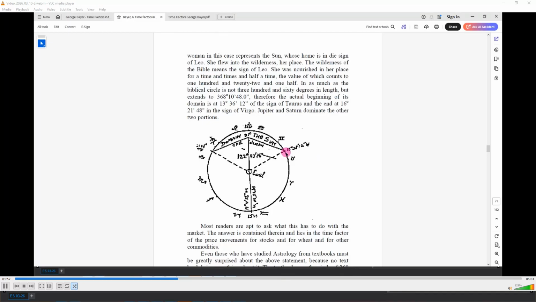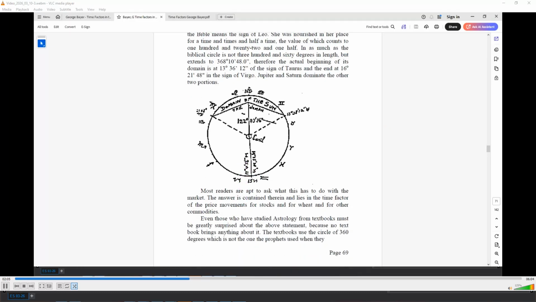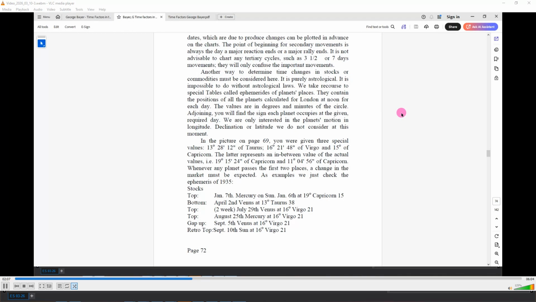So he's taking these 2 points and moving 122.5 degrees away and giving us these 2 points in Capricorn. Now he doesn't discuss these 2 points in Capricorn until a little bit later. And these 2 points are 19:15 and 11:04 of Capricorn. So that gives 2 more critical degrees.